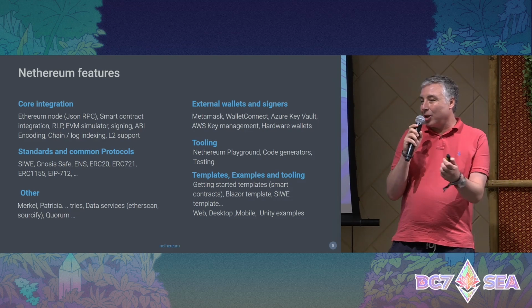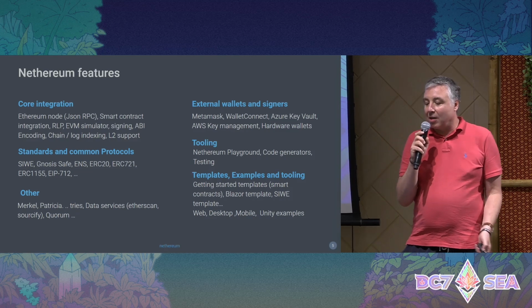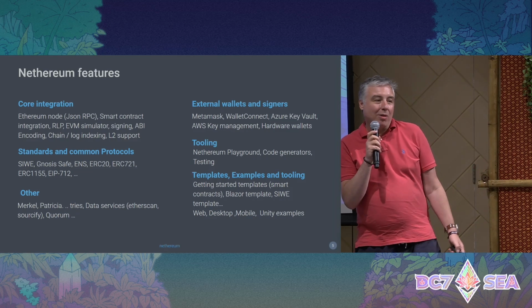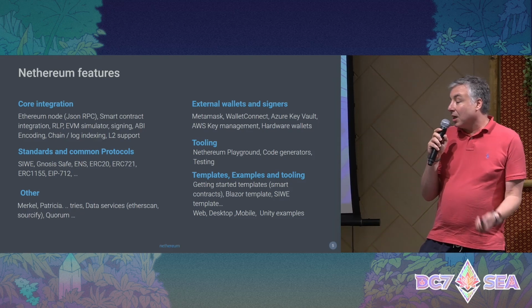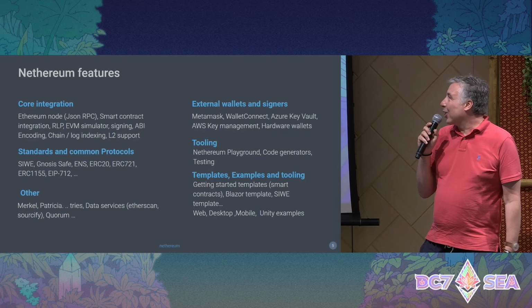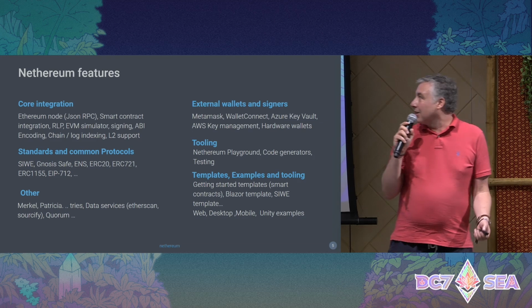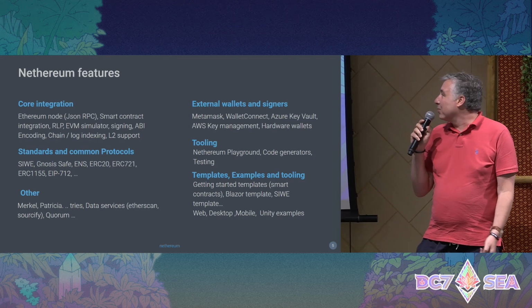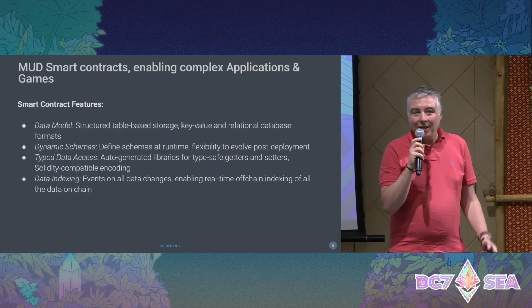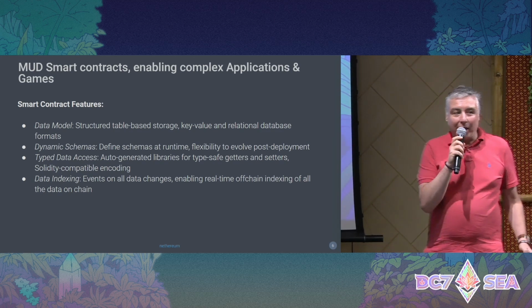Merkle proofs, external wallets, if you don't want to create your wallet with Nethereum, like MetaMask, WalletConnect, Azure Key Vault, etc. And tooling, the Nethereum Playground, so you can actually test how Nethereum integrates, code generators and many templates, like Blazor, Unity, etc.